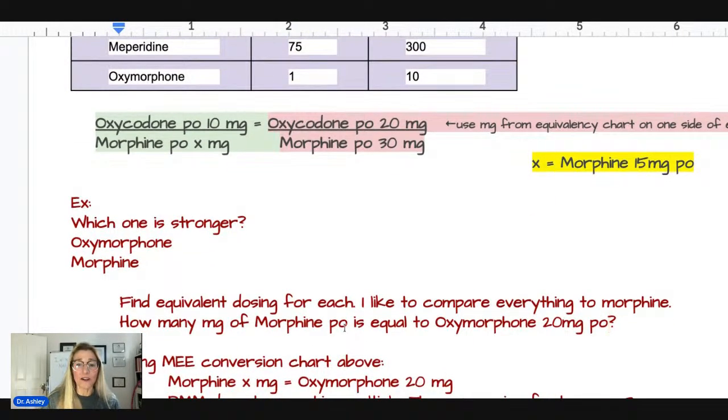So using the chart above, we could have done proportions, but why don't we use the MME conversion chart? So we're going from oxymorphone 20. So we're going from the drug to morphine. What do we do? Multiply. I hope everybody wrote down multiply, because that's what we do. Oxymorphone 20 to morphine.